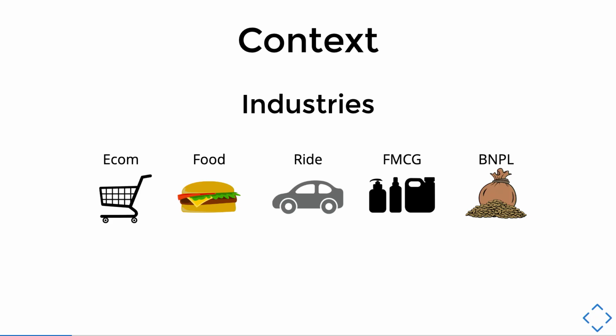We have to work with 5 different industries. So e-commerce, food delivery, so Uber Eats or Just Eat or something like that. Ride, which is transportation services like Uber. FMCG, so fast moving consumer goods, so all the products sold quickly and at low cost, like soap, shampoo, snacks, soft drinks, and so on. And BNPL, so buy now pay later, so financial services like Klarna, for example.